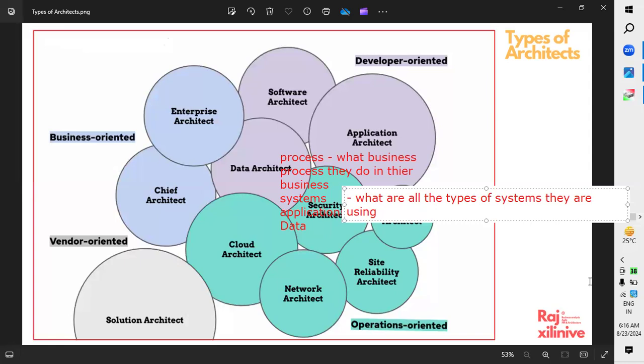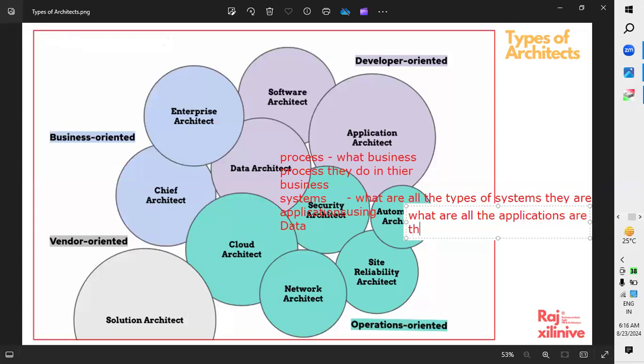The third one is called applications. Applications, as I told you some time back, means what applications are they using? Is it on-premise, or cloud applications, or a combination? That we should know.